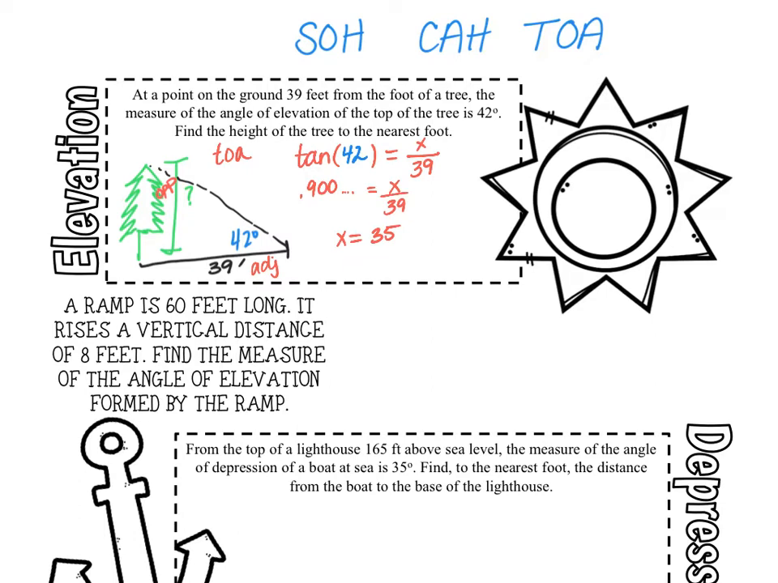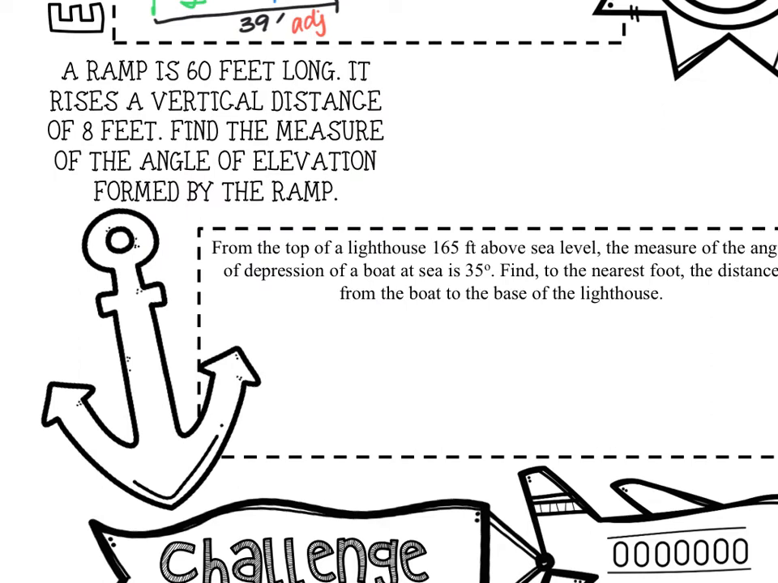35.115. They want us to round to the nearest foot, so we're talking about 35 feet, which is pretty reasonable for the height of a tree. Alrighty, moving on to the next one.